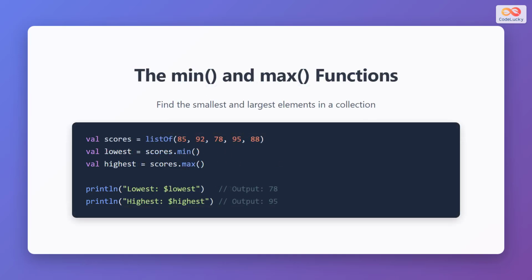The min and max functions help you find the smallest and largest elements in a collection. Let's look at a list of test scores: 85, 92, 78, 95, and 88. Calling min returns 78, which is the lowest score. Calling max returns 95, the highest score. These functions are incredibly useful for finding extreme values in your data, whether you're working with numbers, dates, or any comparable type.